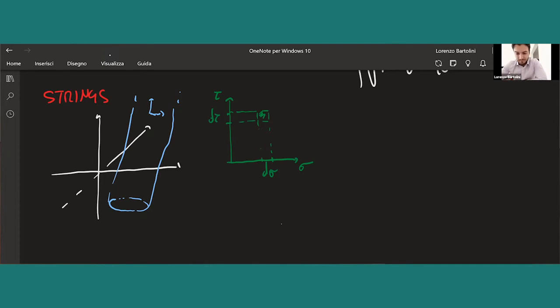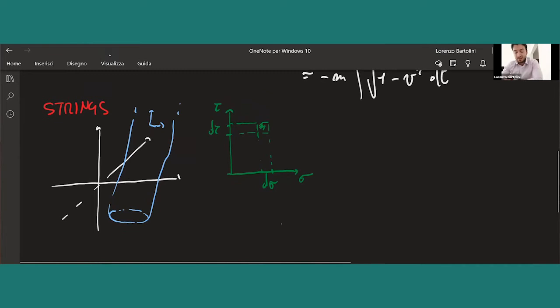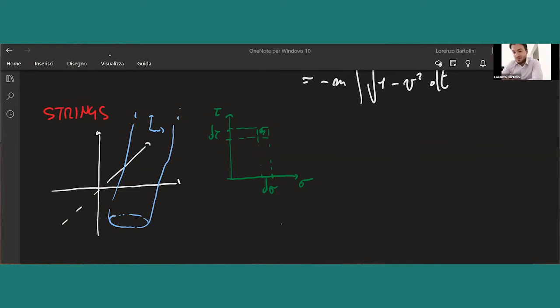Now, to see what we can use as an action for this object, let's start with physical strings. So let's start with a physical worksheet. So let's take not a worksheet, but a surface in flat space. So a real surface, a two-dimensional surface. And since this was proportional to the length of the world line, we can think to use the area of this surface as an action.